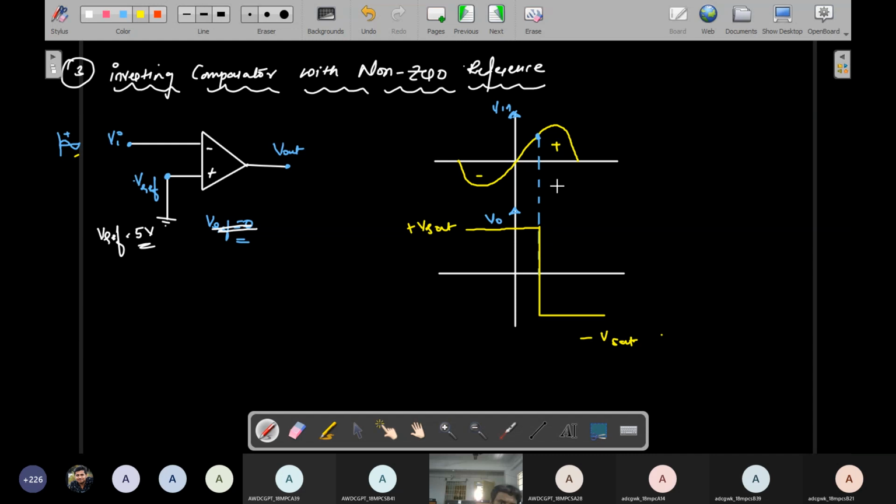So this is the comparison of inverting with non-zero reference. Here this gap is called the reference voltage gap. Up to reaching the reference voltage, this graph shows only the saturation curve. Okay, so please note everybody, I will move to the fourth one.